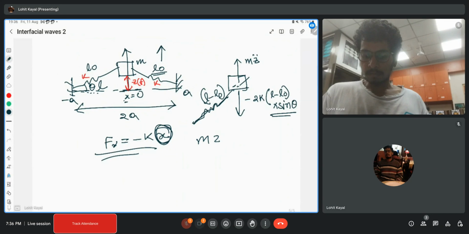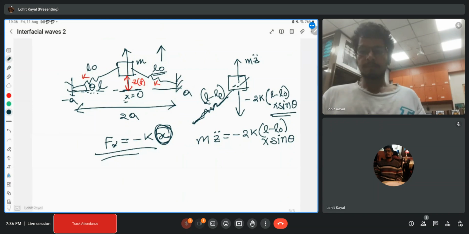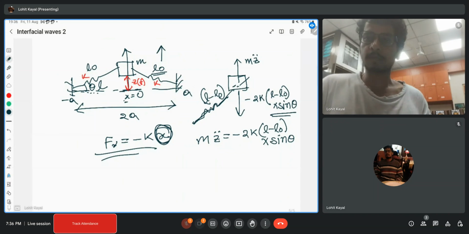So the coordinate equation will be m z double dot equal to minus 2k (L minus L naught) into sine of theta. I hope this is a very simple calculation. Just do the free body diagram and this will be clear to you.